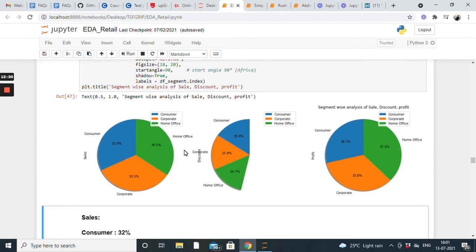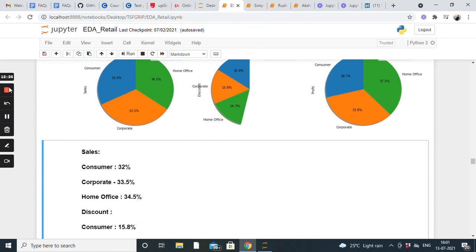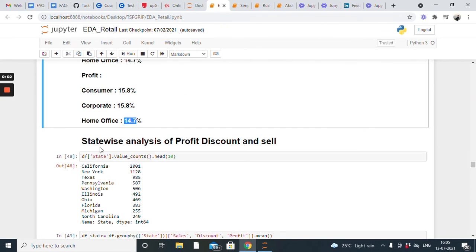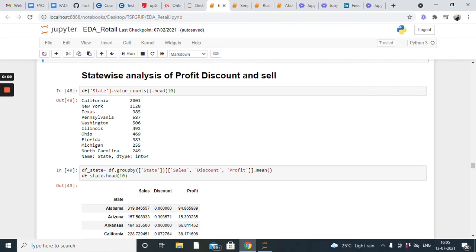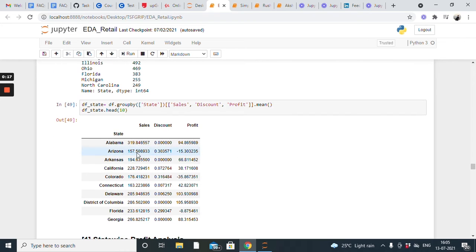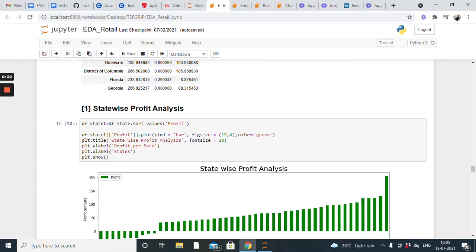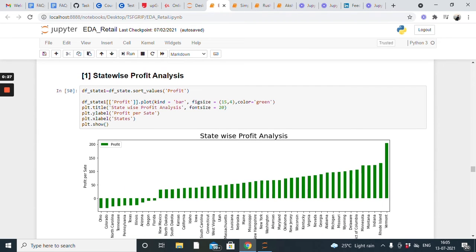Okay, so let's go with this. Now let's go with the state wise analysis of profit, discount and sales. We group by state and take sales, discount and profit, with the mean value of each. Here we go with the state wise profit analysis first, and I just plotted it with the profit.